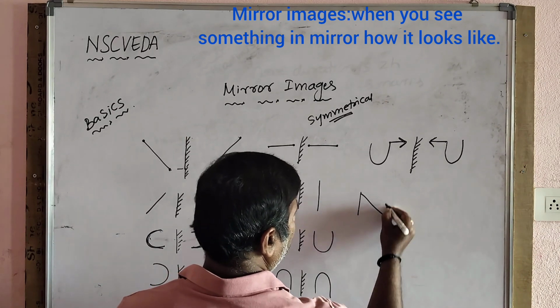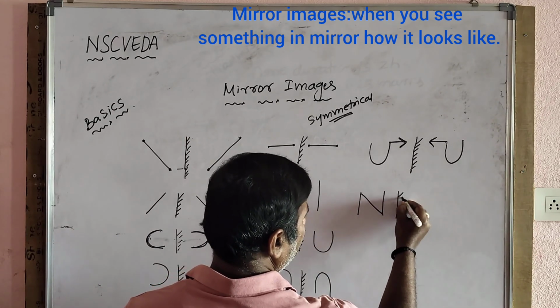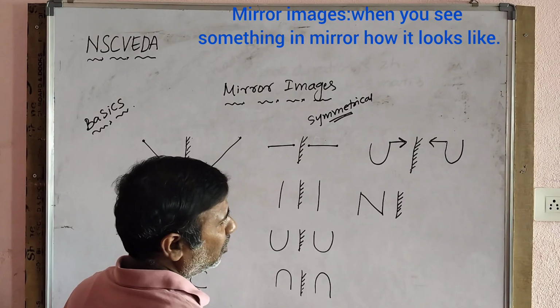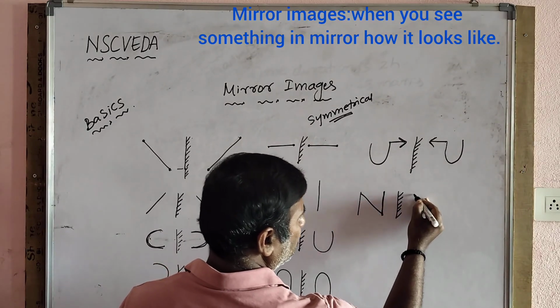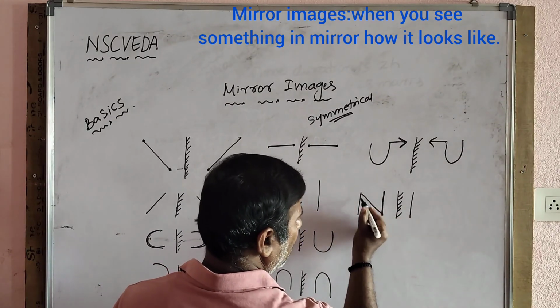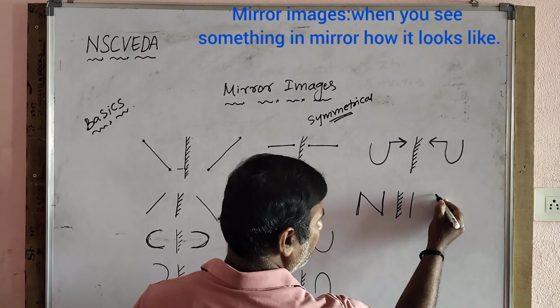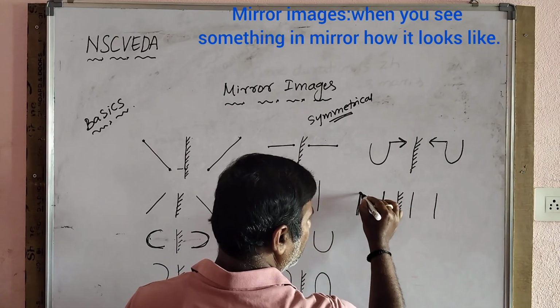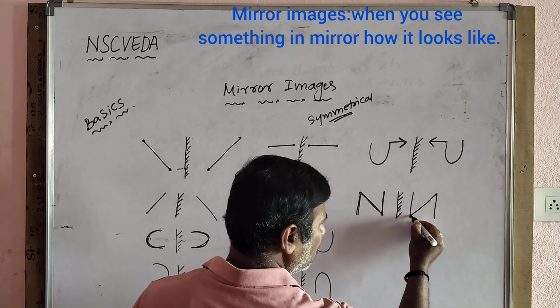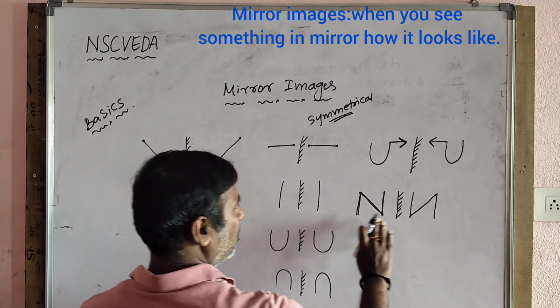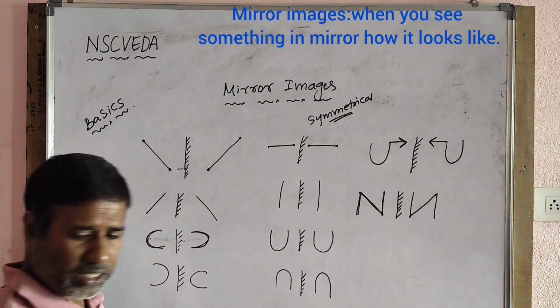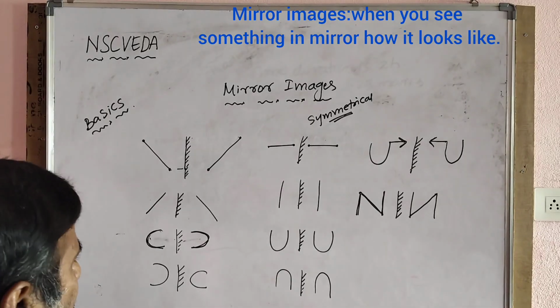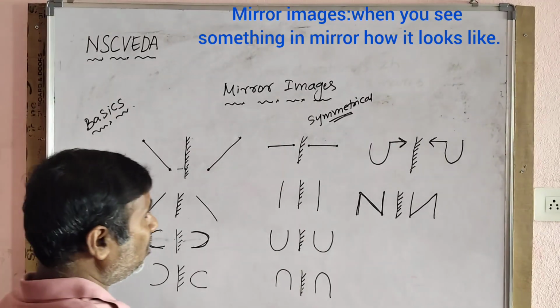For example, there is an alphabet called N. This is very important. How will N look? For example, this is a standing line. And far away you have this line. With that gap, draw a line. From here, this tip is nothing but this tip. From here it is a right slanting line, means from here it would be a left slanting line. So N would look like this. Like this, for different images we can find out the mirror image.